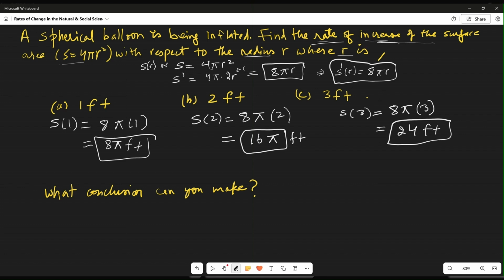Okay, so what conclusion can you make? Can you guys tell what we are seeing here? When the radius is 1, this is 8 pi feet. Then when it's 2, it's 16 pi. When it's 3, it's 24 pi.